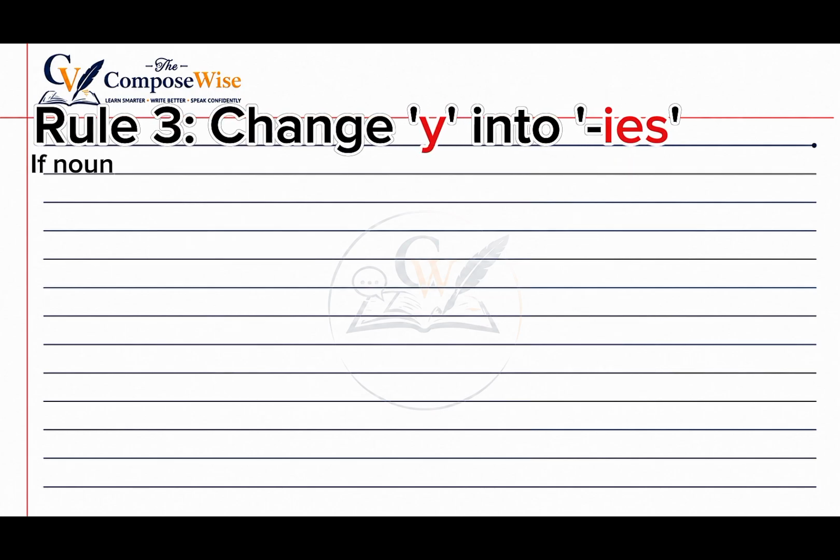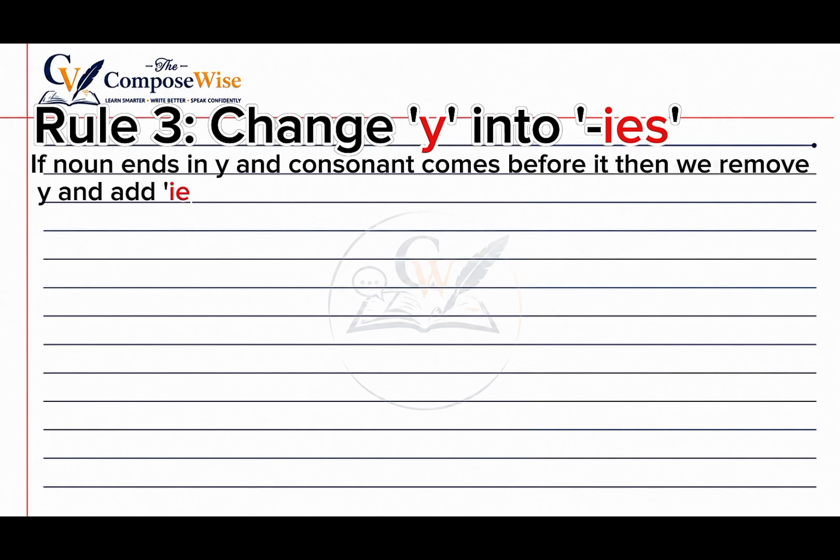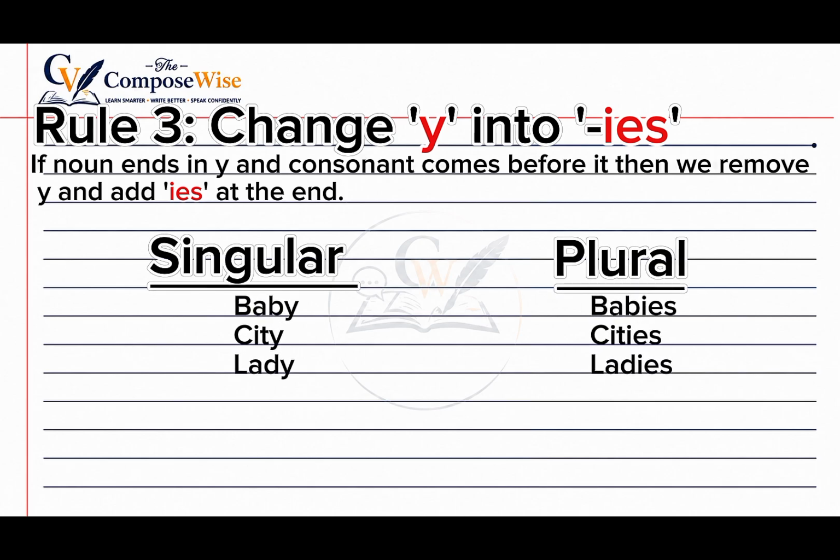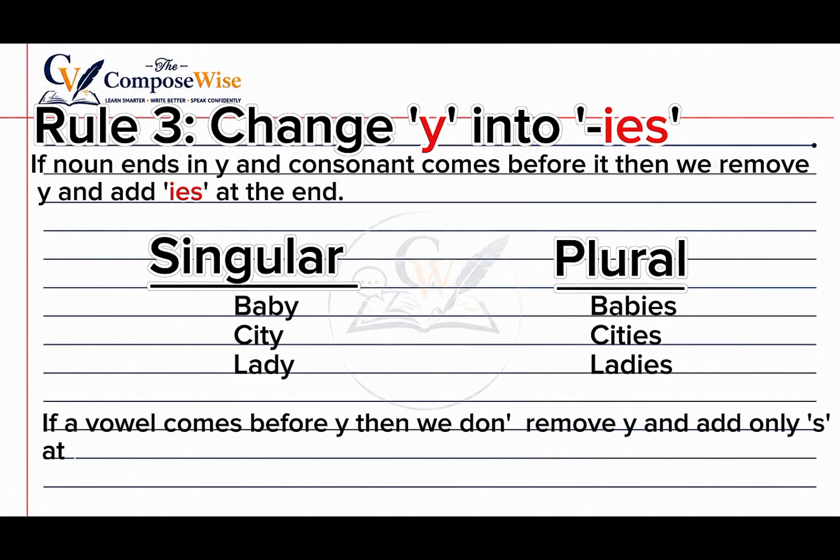Rule number 3. If a noun ends in y and a consonant comes before it, then we remove y and add ies at the end. These are the examples. But if a noun ends in y and a vowel comes before it, then we don't remove y and add only s at the end.